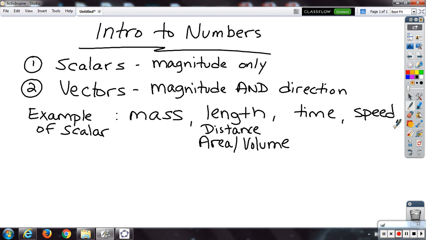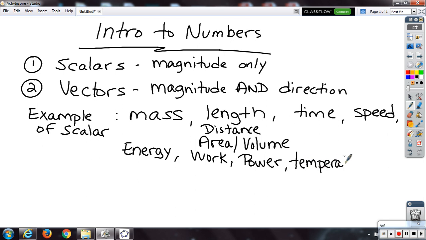Some other quantities that we've encountered at some point would be energy. Doesn't have a direction. Neither does work. And some quantities that we may not have covered or you've seen in the past are quantities such as power, temperature, density. These all fit the classification of scalars.